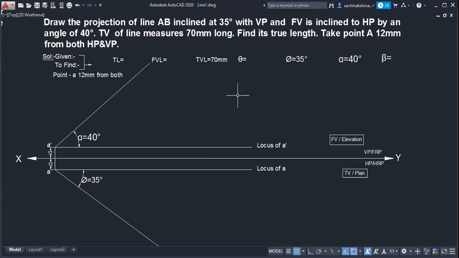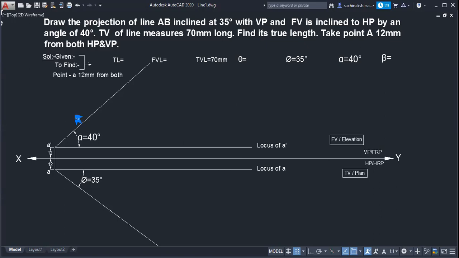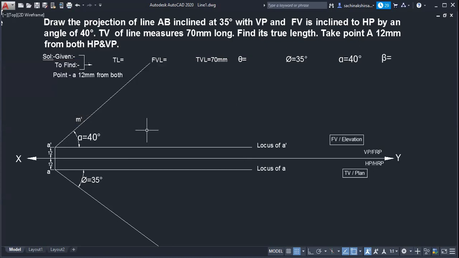Take point M on the line A dash. Assume point M in between points A and B, on the line AB. That's why this problem falls under assumption problems. So you can mark one point anywhere, randomly. Here somewhere I will mark, no issue. Here I will mark M dash. That point will be M dash.